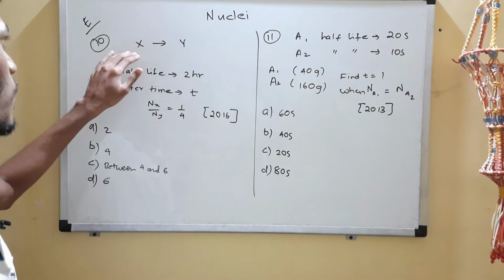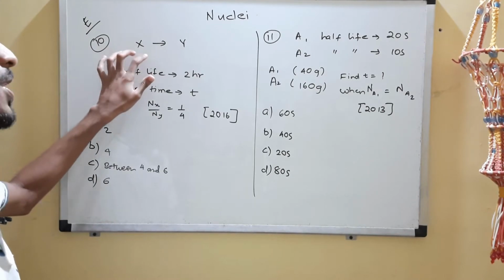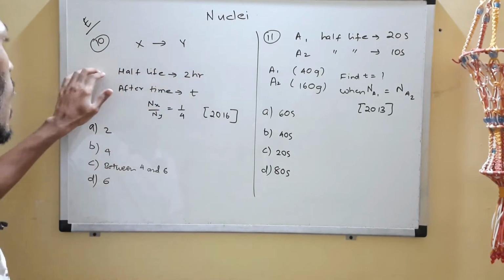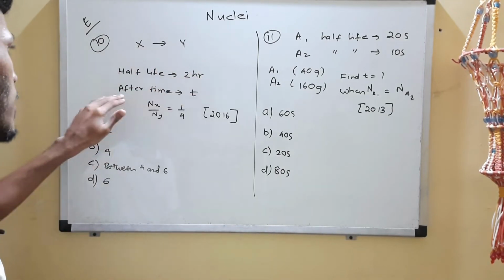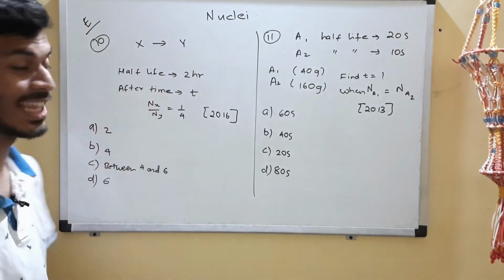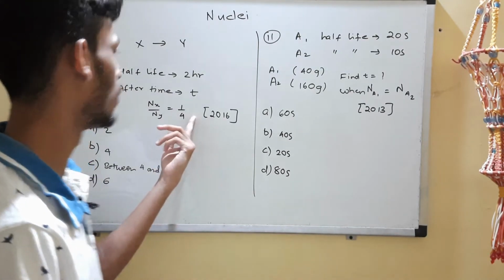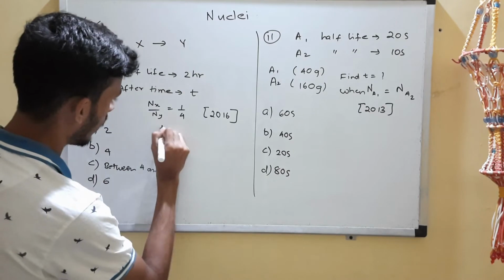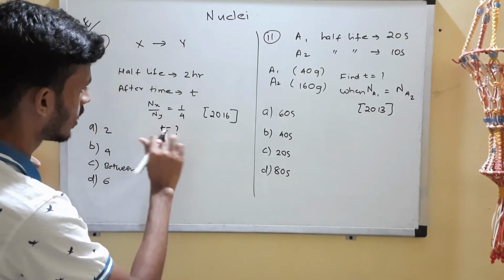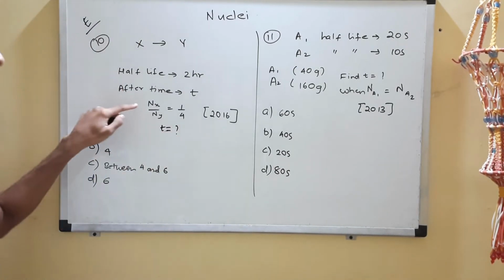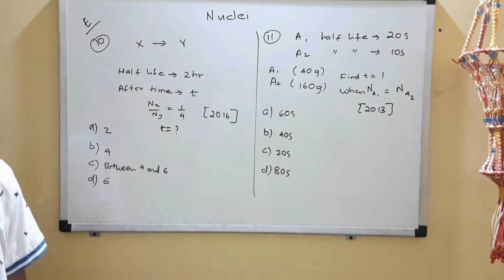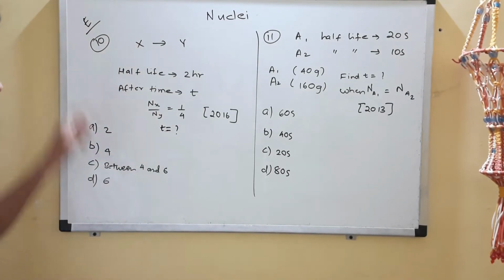In question 10, you are given a radioactive substance X which decays into Y. The half-life for this reaction is 2 hours. After time t, the ratio of Nx and Ny becomes 1 is to 4. You are supposed to find this time t at which the ratio of the number of nuclei of X to the number of nuclei of Y becomes 1 is to 4.